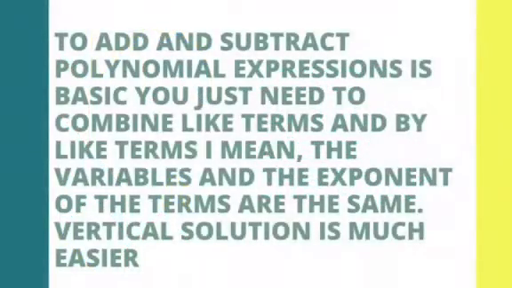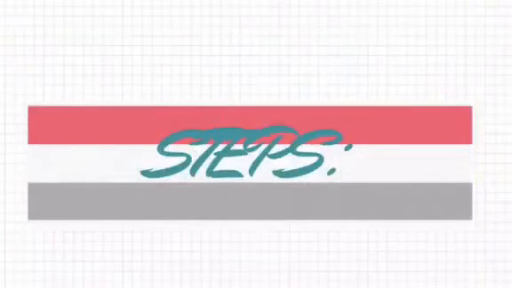To add and subtract polynomial expressions is basic. You just need to combine like terms, and by like terms, I mean the variables and the exponent of the terms are the same. Vertical solution is much easier. Here are the steps.